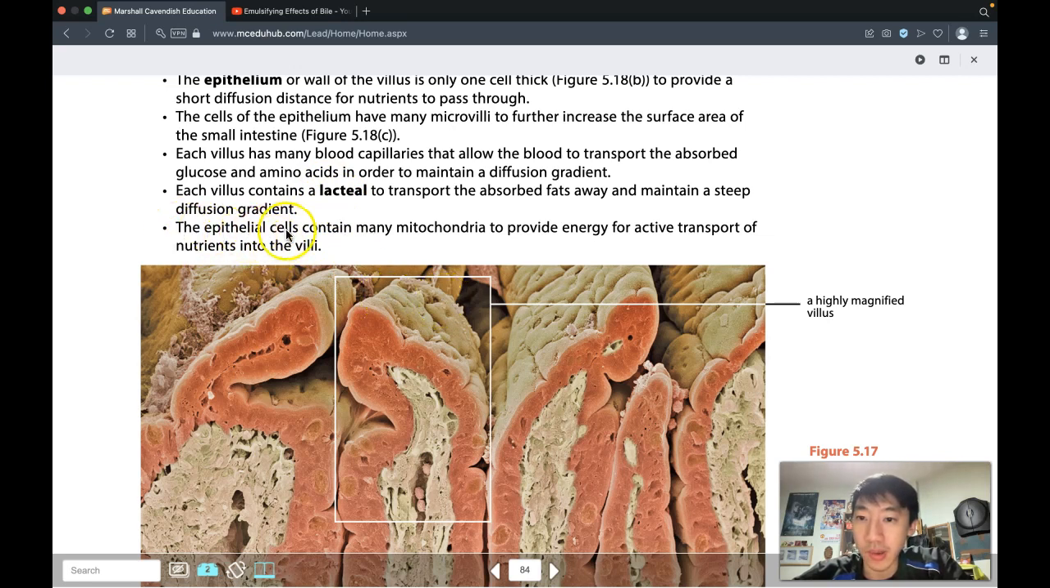Lastly, the epithelial cells contain many mitochondria to provide energy for active transport of nutrients into the villi. So we are saying that yes, there's diffusion of nutrients into the capillaries, but that's not enough. Sometimes you actually need to take in actively the nutrients that are outside because the concentration of nutrients might be high inside already. So using active transport, you can take in even more nutrients into the cell.